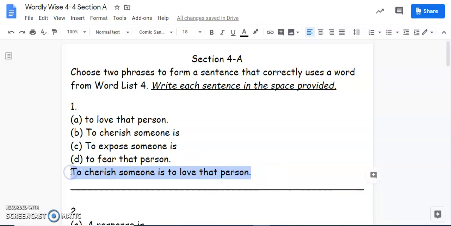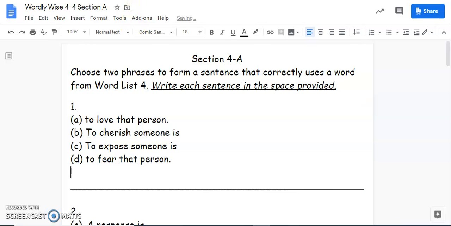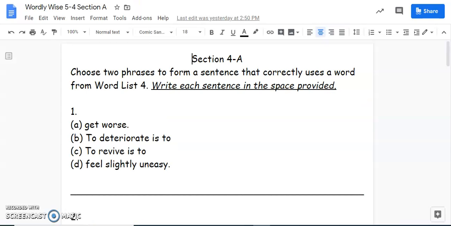So let's do another example with the other word list 4. Here we have words like deteriorate and revive. So deteriorate, obviously, doesn't mean to revive. When two sentence fragments begin with the word to, you know the other one isn't going to finish that one. To deteriorate is to revive is to. That doesn't make sense. So you just look at the first one.